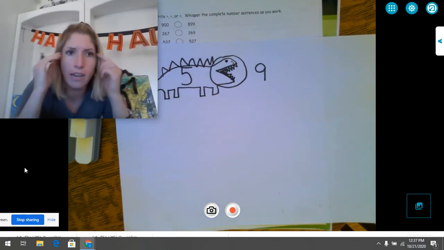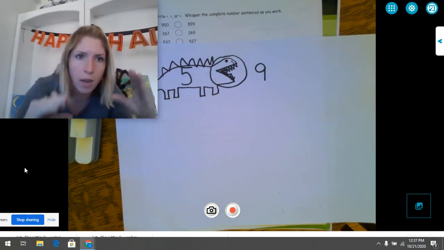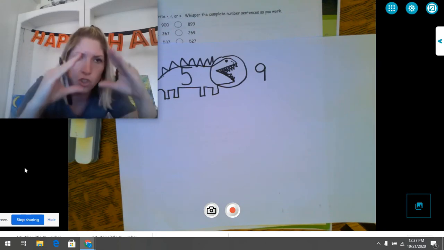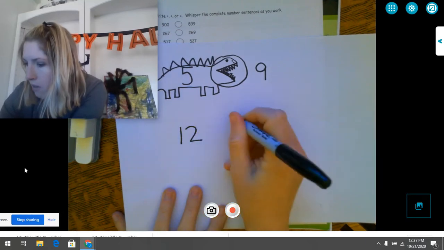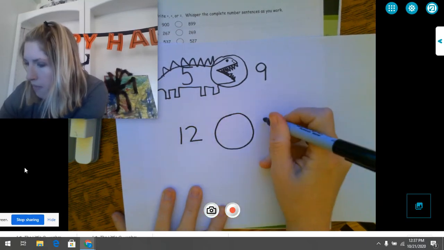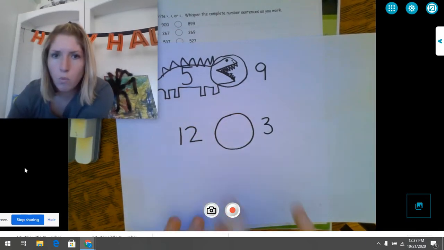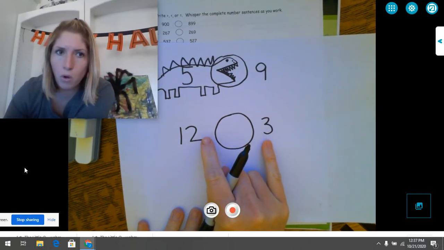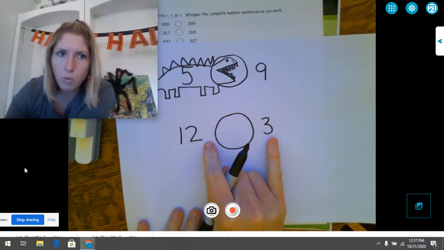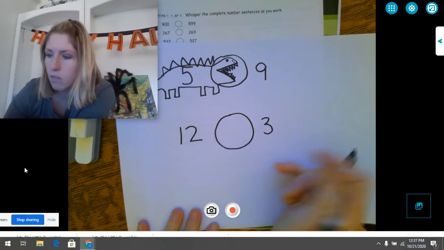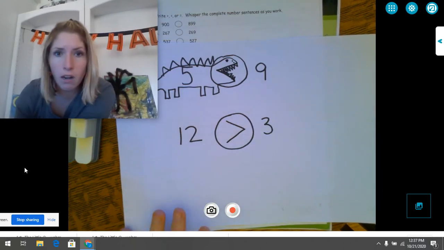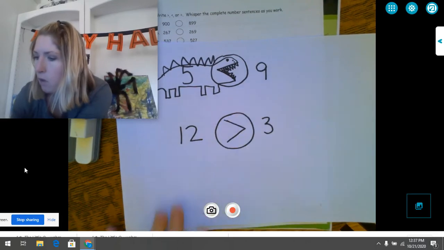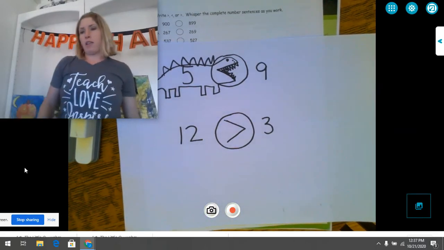So that's how you can remember greater than, less than, which way to make the little shape face. If this was a 12, and then there's a circle in the middle, and then this was a 3, which one would you want the mouth to open towards, the 12 or the 3? Which one is bigger? 12. So we're going to have the mouth open, ready to eat the bigger number. Okay, so that's how greater than, less than works.